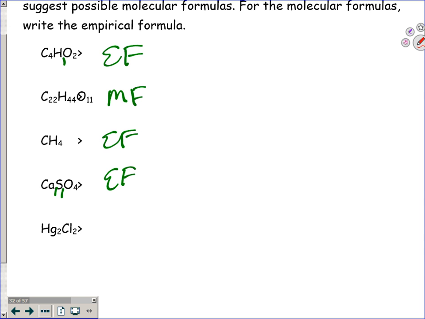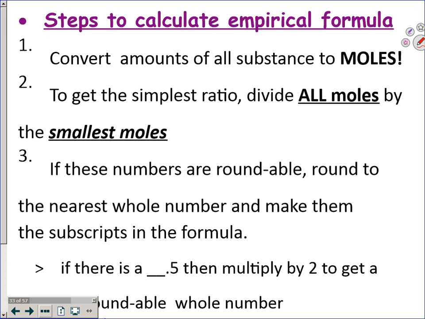Okay. So those are just some examples for identification purposes, but I think you guys got the point. Empirical is simplest, molecular is more. All right, so this is the bread and butter, and we're going to use these steps to solve all of our problems. So read, and then I'll tell you what I would write, but read first. If you want a cheat sheet for the steps on how to solve, this is your cheat sheet right here.